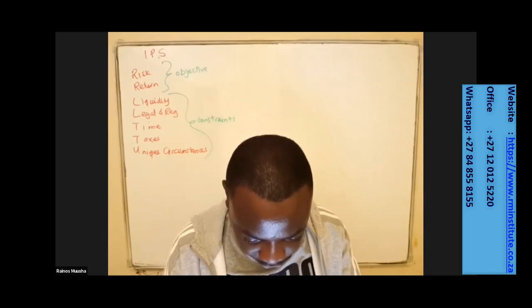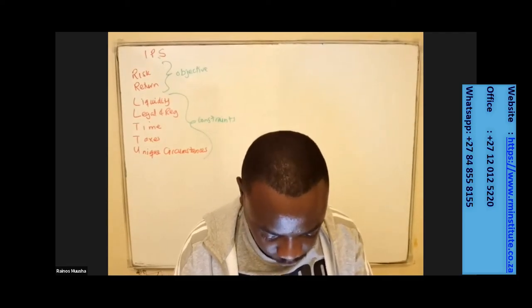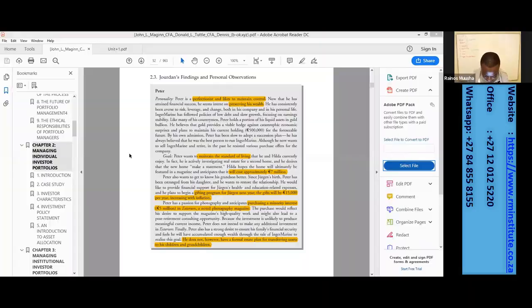So if you go to page 23 of the textbook, section 2.3, this is where we're going to start off by analyzing the different personality types. Can you just quickly read through that and we'll go through it together.